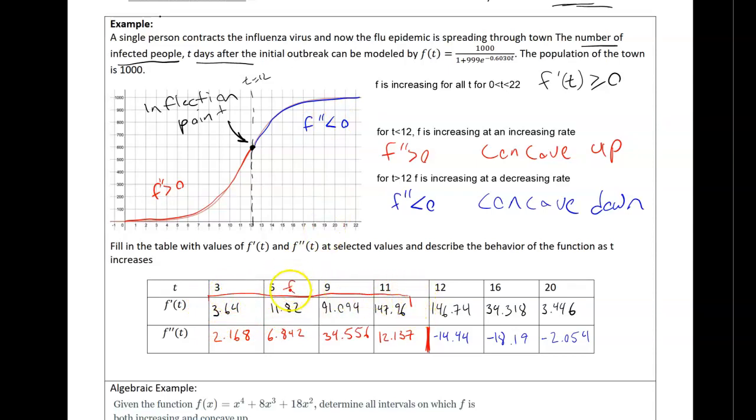f prime is increasing, so my derivative is getting bigger. And then after 12, it starts to get smaller again. So in my blue interval, f prime is decreasing. My first derivative is decreasing. So that's another way to interpret these: whether my derivative is increasing or decreasing. And that makes sense because f double prime is just the derivative of f prime.